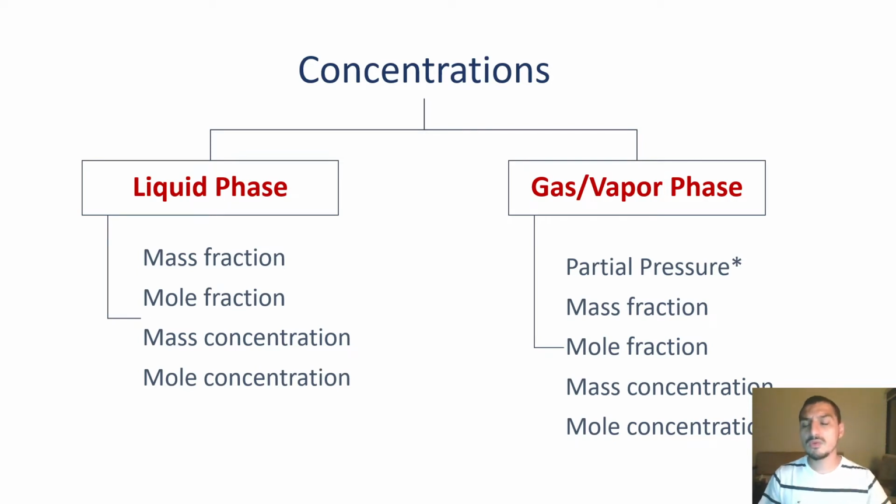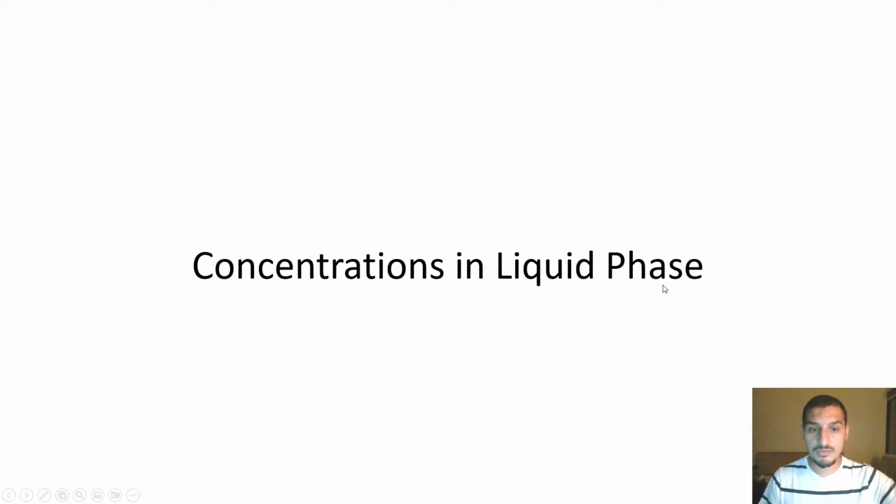So what we're gonna do is review the units that we use in the liquid phase and in the gas or vapor phase. So for the liquid phase, we will see we have mass fraction, mole fraction, mass concentration, and mole concentration. In the gas or vapor phase, we have the same four units, with the addition of partial pressure, which is one extra unit that's only used in case of vapor phase or gas phase.